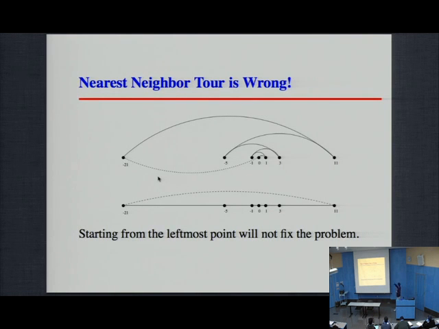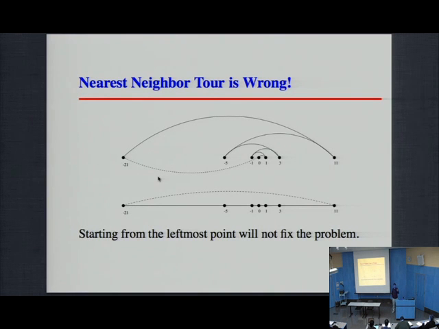Let's just look at maybe one example of this. Look at this particular example here. We agreed that the greedy algorithm, nearest neighbor, where you start from a particular point, can give you the wrong answer. Can anybody argue that starting from the leftmost point, in doing the greedy algorithm, doesn't always work?